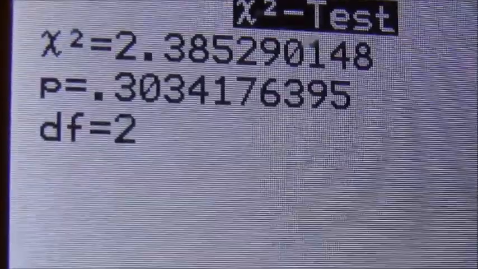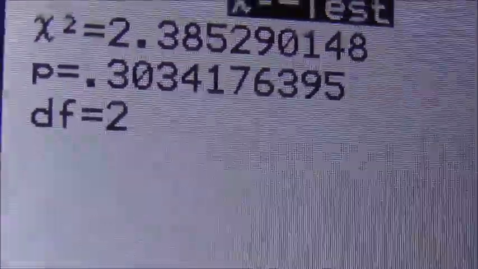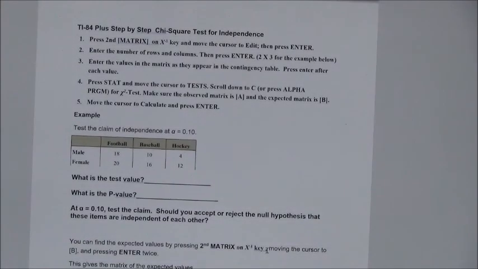So we will come back to answer that question, well, we could go ahead and answer the question. The p-value is 0.303. If I'm testing it to an alpha value of 0.10, my p-value is greater than my alpha value. So my p-value is greater than my alpha value. That means I'm going to accept the null hypothesis.